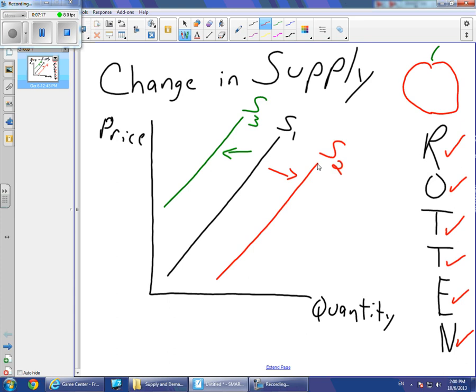In conclusion, a change in supply represents an increase or a decrease in the supply of a product at all price levels. It results from 6 variables, R, O, T, T, E, and N, outside of the market, which affect producers' willingness to supply more, S2, or less, S3, at all price levels.